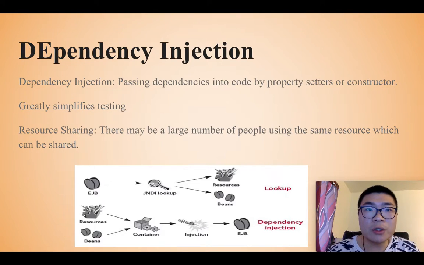This graph is an example of the difference between lookup and dependency injection.